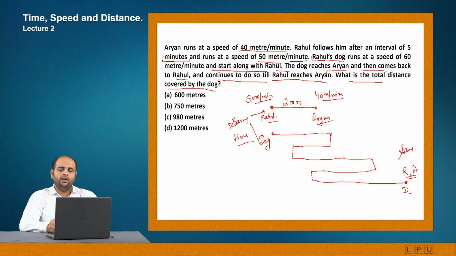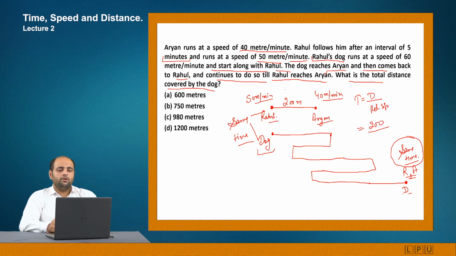So what does that mean? That means the time Rahul takes to catch Aryan is the same time for which the dog runs. So first of all we have to find out in how much time Rahul will catch Aryan. So we have to find out the time. Time is equal to distance upon relative speed. So what will be the distance? It will be 200 meters.